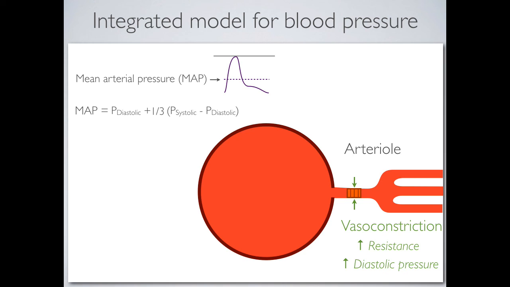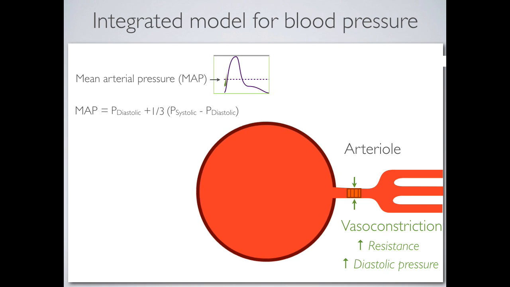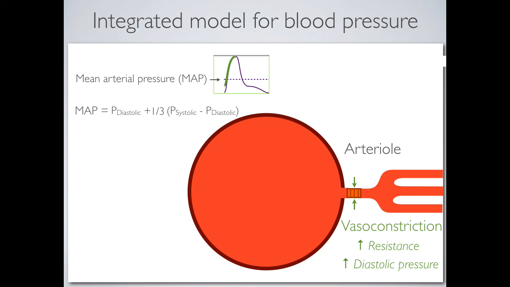So let's think about that for a second. Systolic pressure is being generated by the left ventricle, right? If we look up top here at this trace of the pressure in the aorta, I'm going to trace on top of it the systolic pressure. That's left ventricle generated.